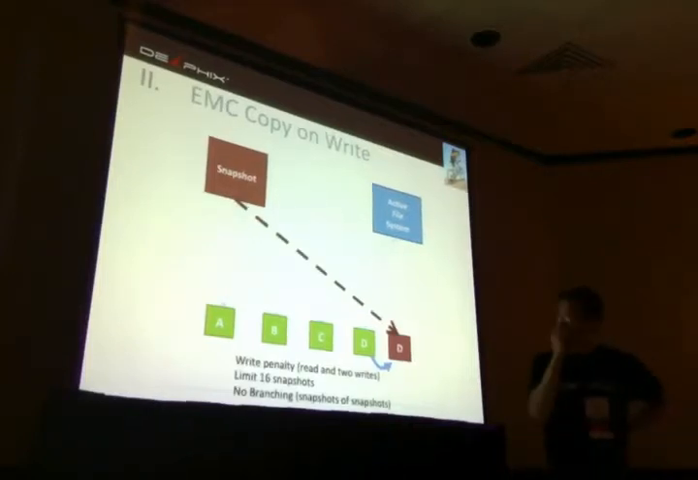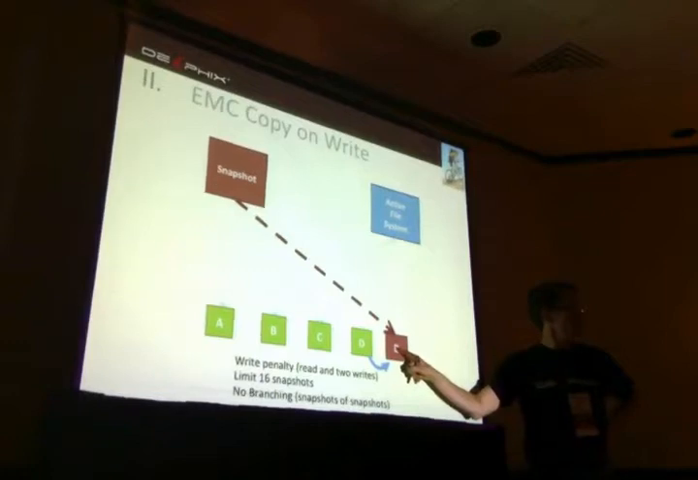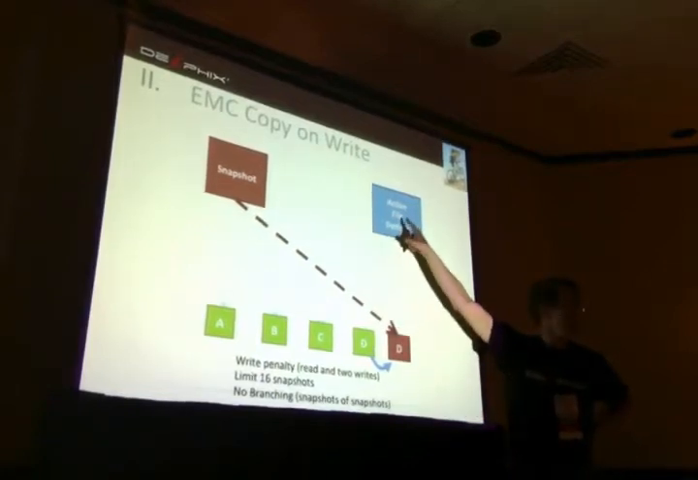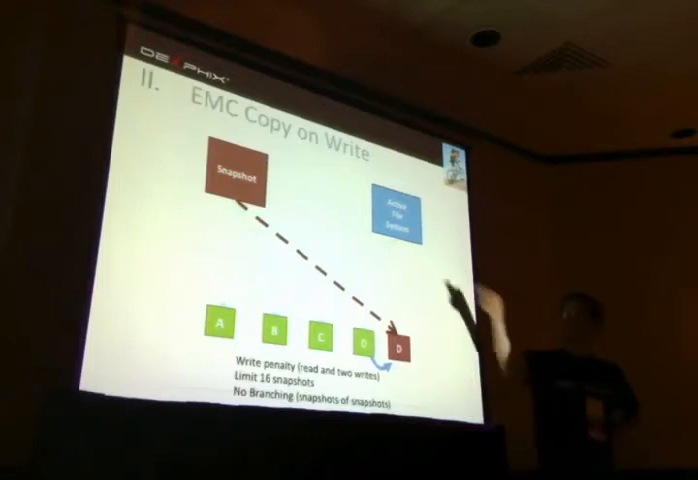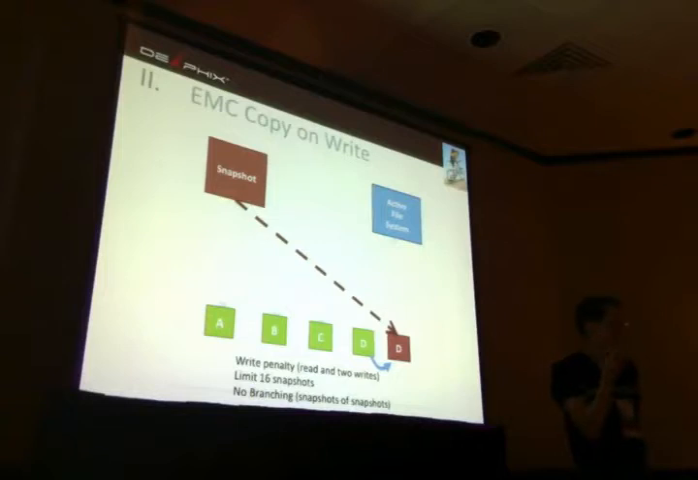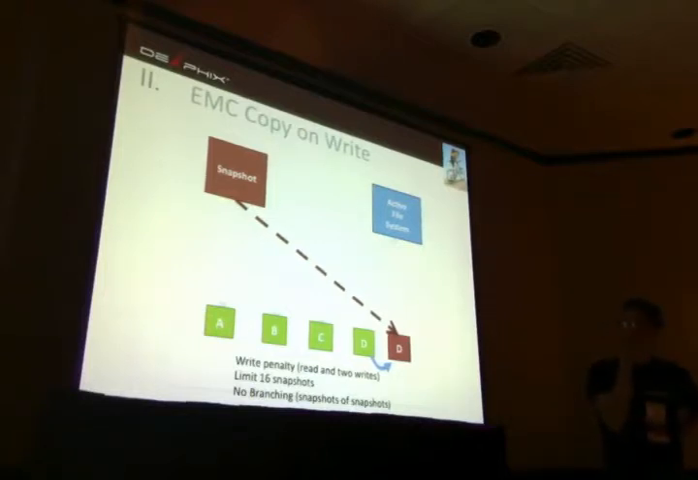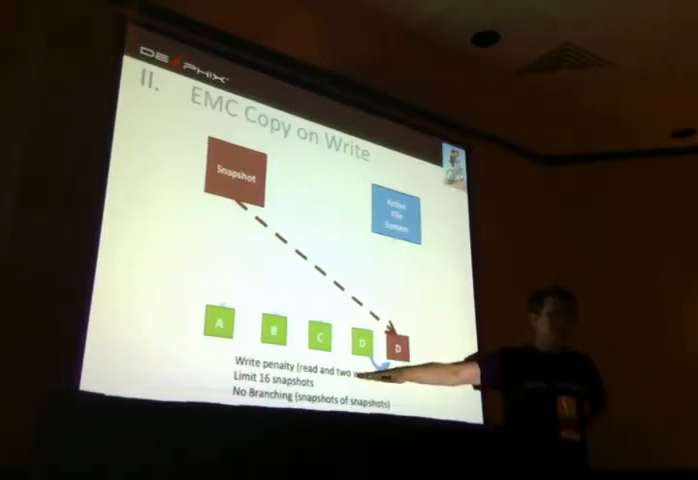What's going to happen is I'm going to copy the old version of the block to a new location, update the pointers in the snapshot, and then the new file system can write out the change. And what that means is, for every write here, I do a read and two writes. I get a non-negligible performance hit by using this stuff. So this is EMC copy on first write. You have a write penalty, it slows you down.